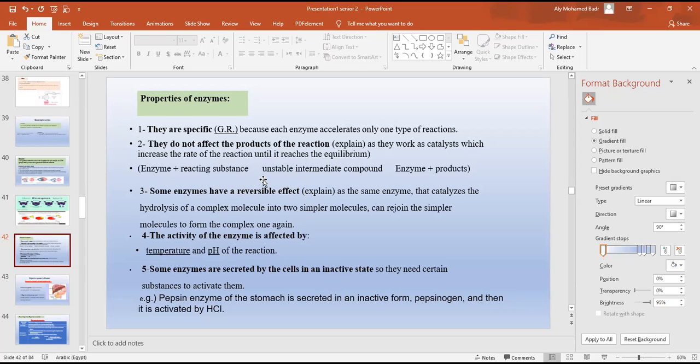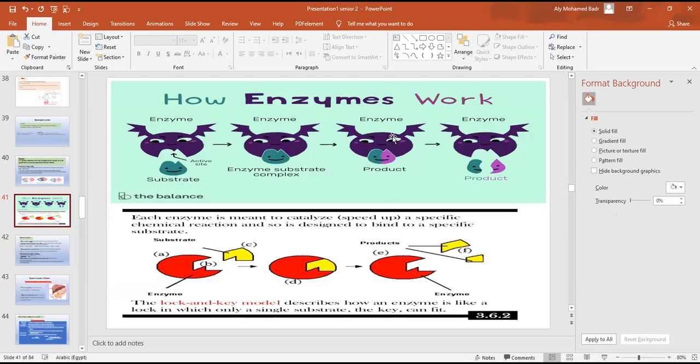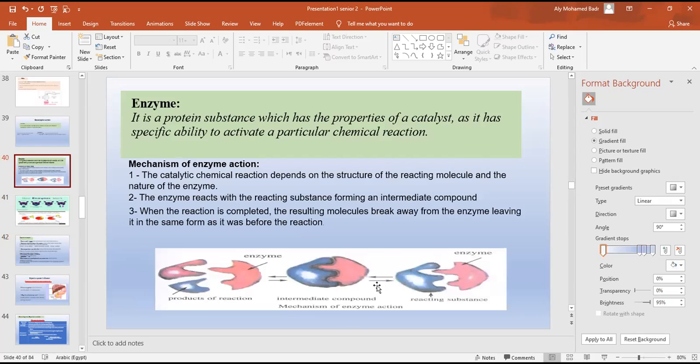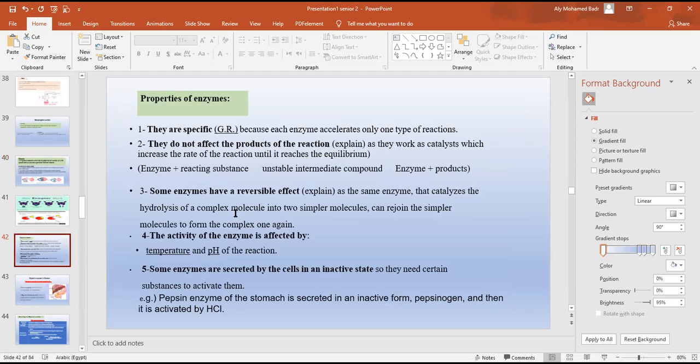What does this mean? This means that any enzyme can return again to do the same job in reverse. Do you see the arrows here? This means that they can return back, combining the products to form other things, or return to its original state. This is the reversible reaction of the enzyme.